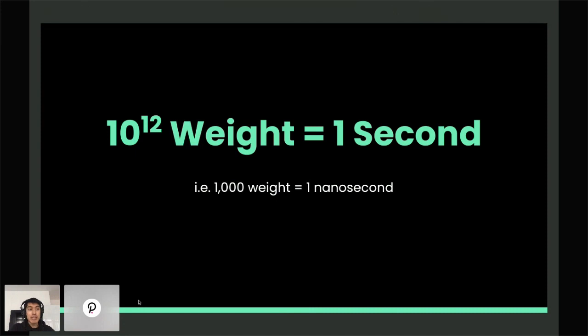Built into FRAME, we have it hard-coded that 10^12 weight is equal to 1 second, or 1,000 weight is equal to 1 nanosecond. So really, when we talk about weight, we're just talking about another representation of time.